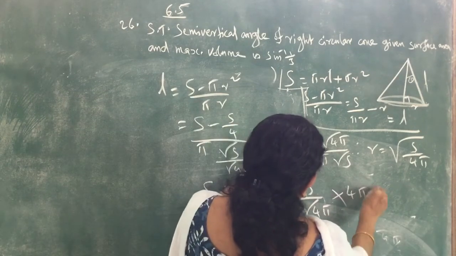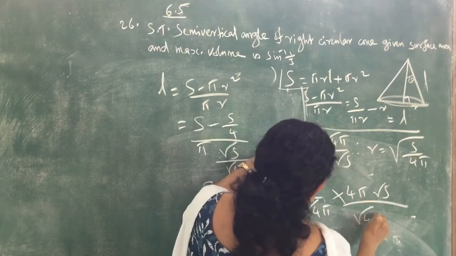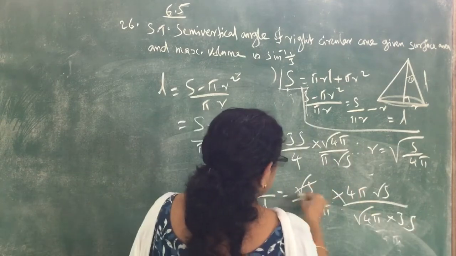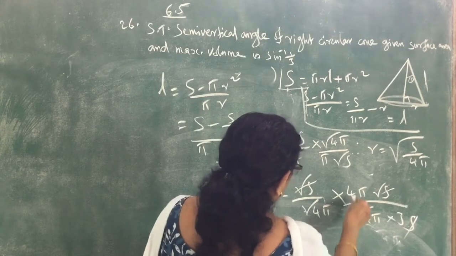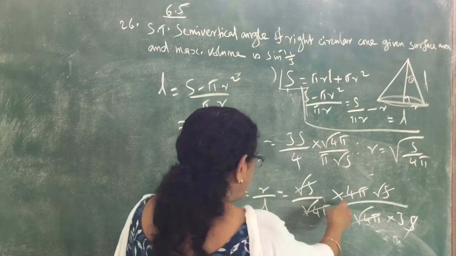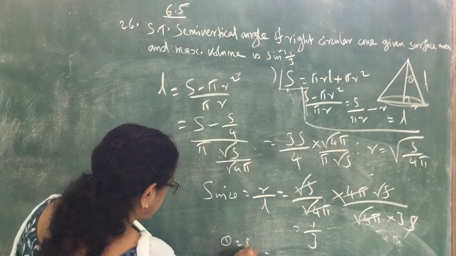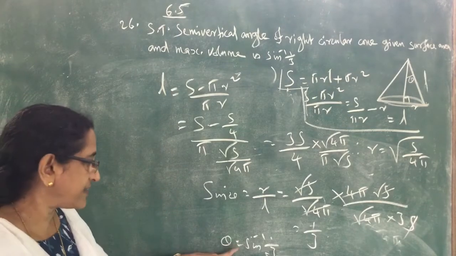So 4 pi into root s divided by root of 4 pi into 3s. So root s into root s, that is s, we can cancel. Then root 4 pi into root 4 pi, we can cancel 4 pi. So we get 1 by 3. So we got sin theta equal to 1 by 3, theta equal to sin inverse 1 by 3. So semi-vertical angle is sin inverse 1 by 3.